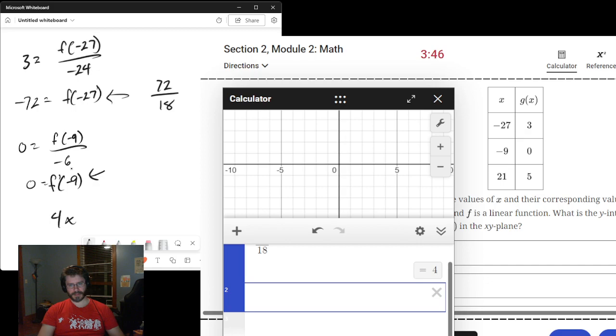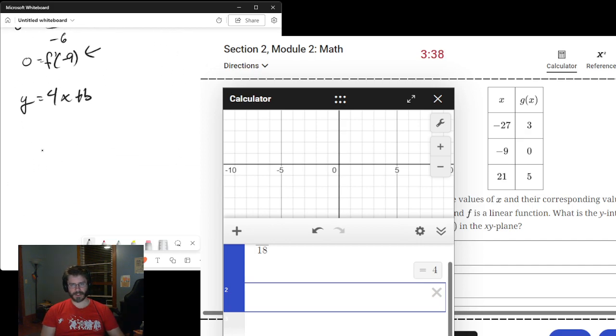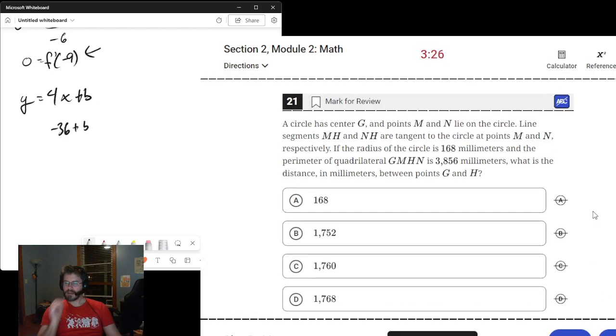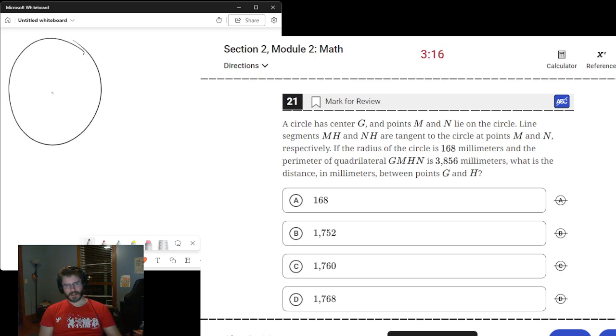And 4x plus b equals y. Pick a coordinate point. Let's go ahead and use the simpler one. Negative 9, 0. So 4 times negative 9 is negative 36. Plus b equals 0, so b is 36. Boom, okay. Okay, circle of center G, and M and N lie on the circle, line segments MH and H. Let's draw this. Not going to worry about how it looks. Center G, M, N are on the circle.